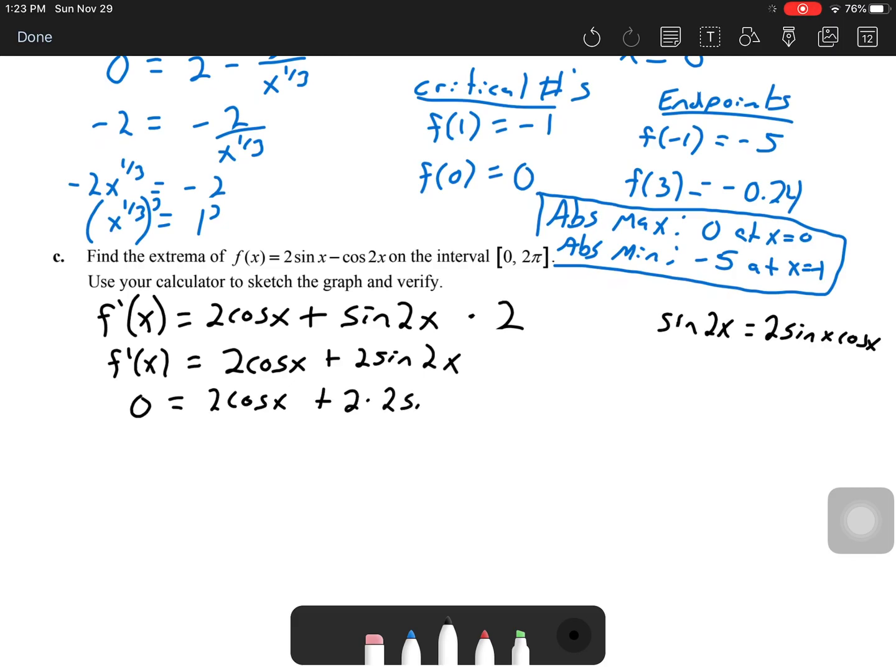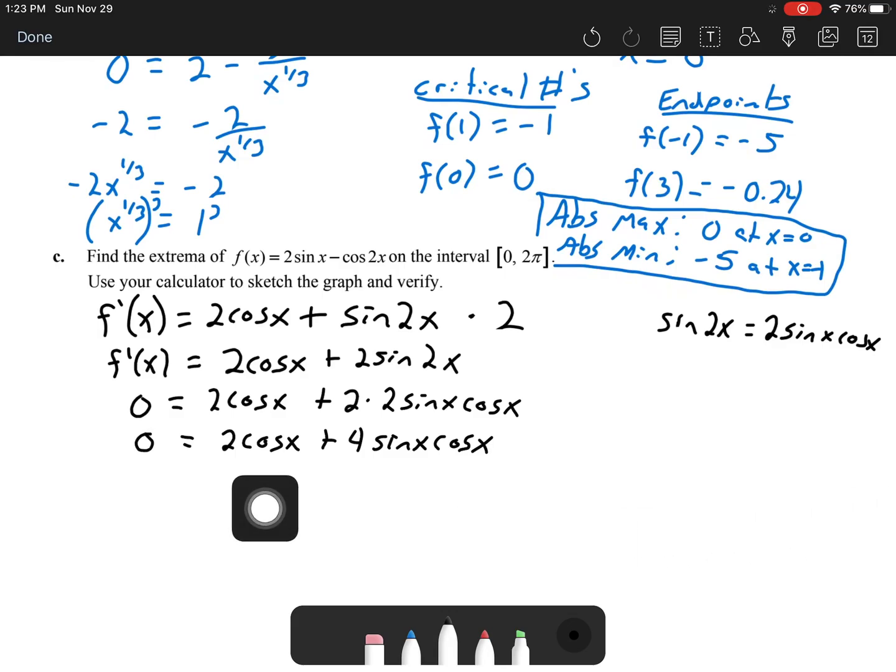So 2 times 2 sine x cosine x, which will be a 4 in front then. Okay, so I got 2 cosine x, 4 sine x cosine x. If I look at this expression and I need to solve it, usually you're looking to factor something. So now I have a common factor of cosine x and a 2 in common. So I'm going to pull that out.